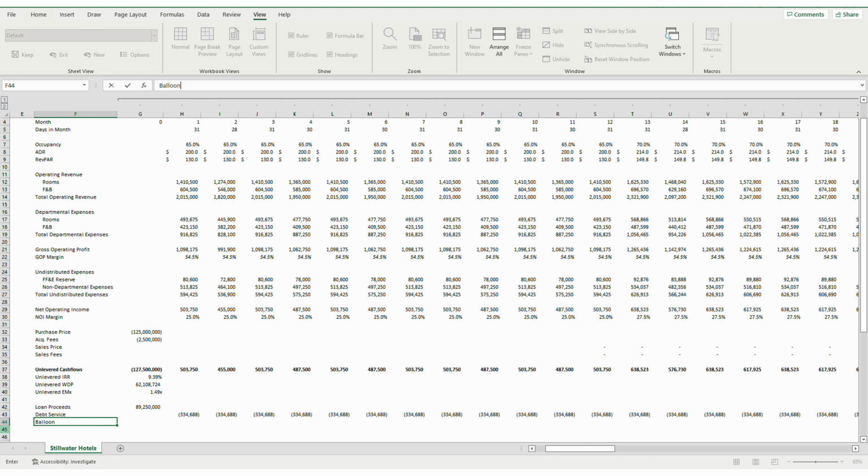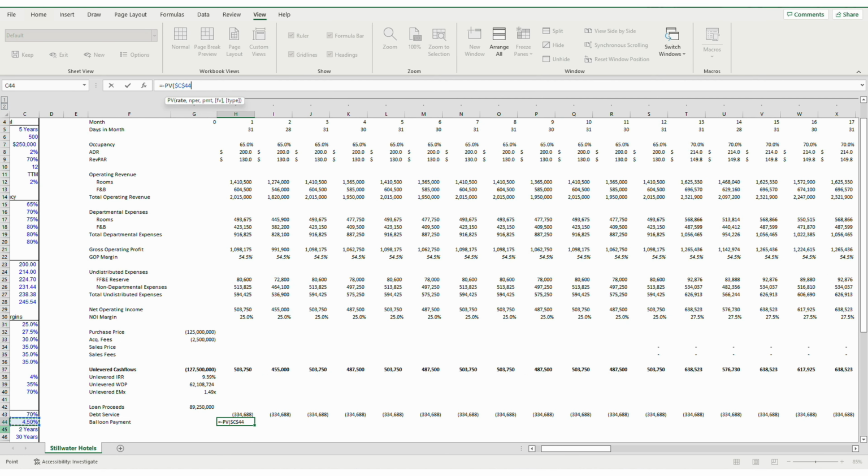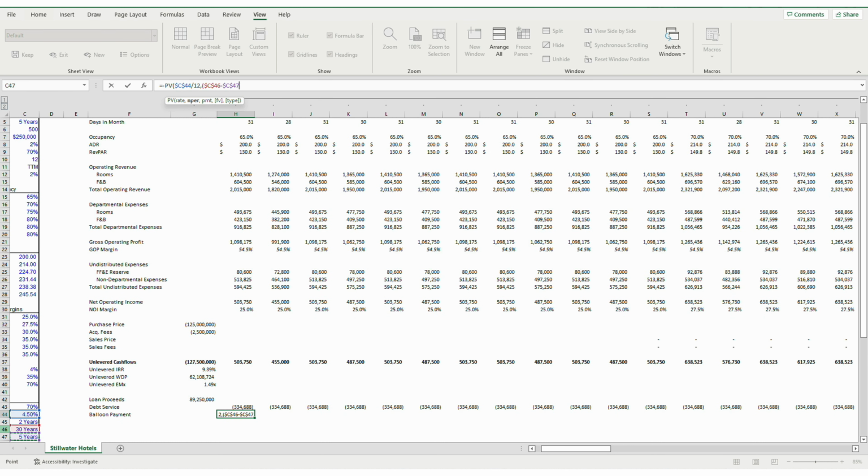Balloon payment can also be a little bit tricky. At the core, we're looking to find the present value of the loan after a certain period of amortization. Using the present value formula, the interest rate is converted into a monthly rate, and then I calculate the number of periods that the loan has amortized, in this case, 5 years. And then I use the payment formula to calculate the amortizing payment.